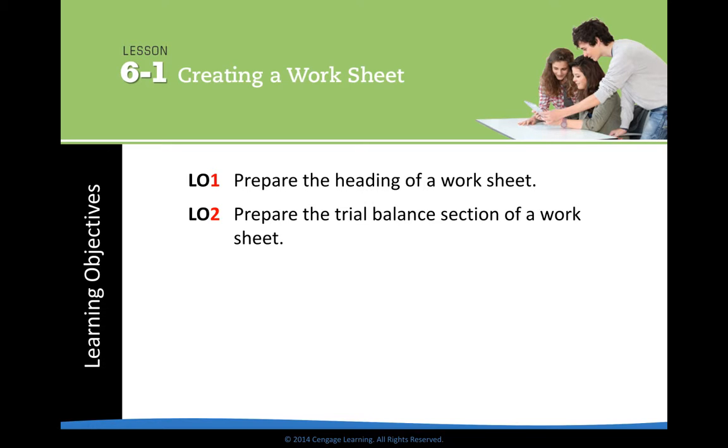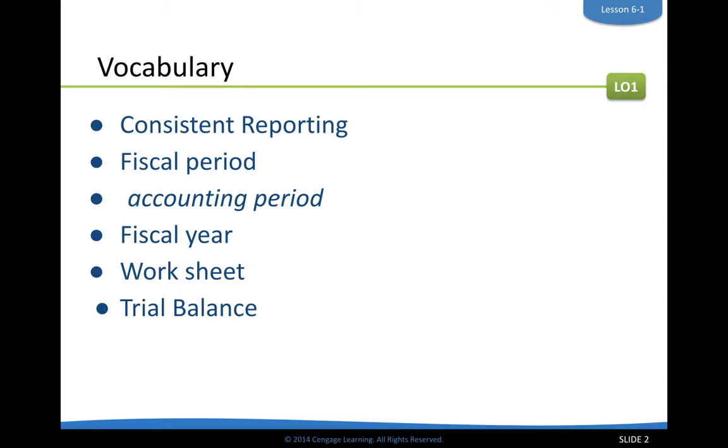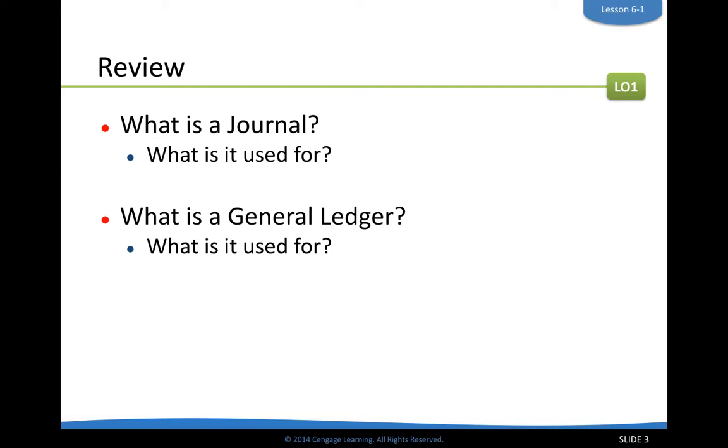6.1 is dealing with preparing the worksheet header, but then also preparing the trial balance section of the worksheet. So here's some vocab that you guys are going to see in this. We'll talk about consistent reporting, fiscal periods, fiscal year, worksheet, and trial balance in 6.1. Just a real quick set of reviews, just a little bit of review.